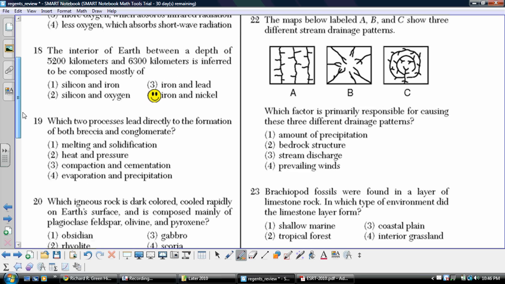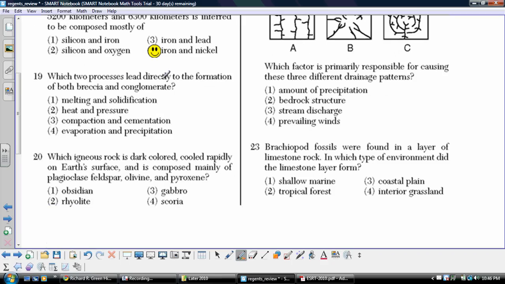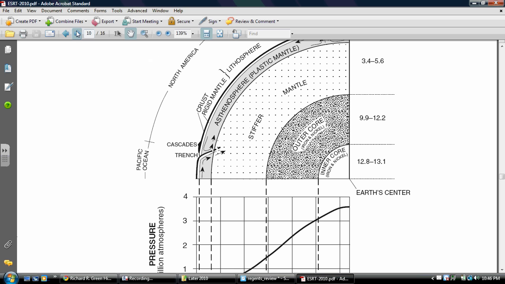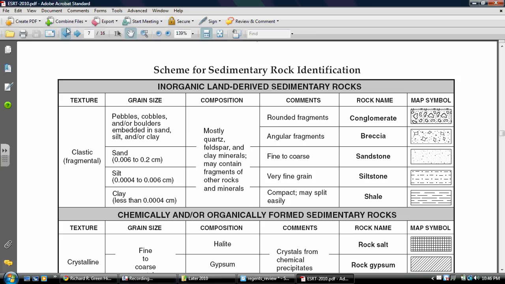All right. Number 19. Two processes that lead directly to the formation of both breccia and conglomerate. Some of us, through our experience with rocks, already know that breccia and conglomerate are both sedimentary rocks. And here we find them in the scheme for sedimentary rock identification. If you don't know that, you'll have to search through the rocks and you'll find them here in the sedimentary one.